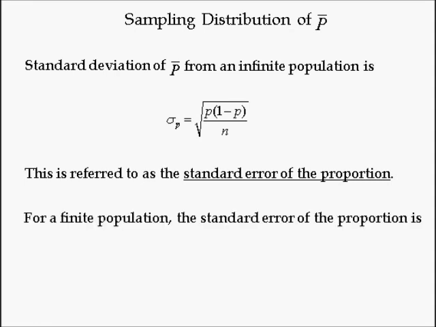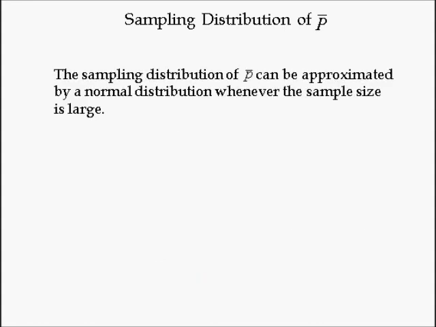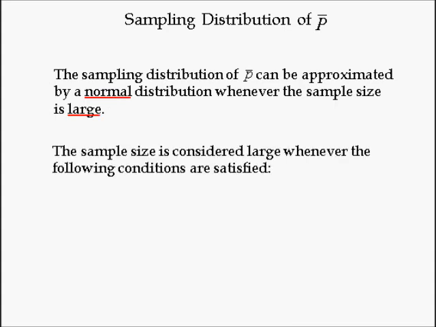For a finite population, the standard error of the proportion is the finite correction factor, the red expression, times the square root of p times 1 minus p divided by the square root of n. The sampling distribution of the proportion can be approximated by a normal distribution whenever the sample is large. The sample size is considered large whenever the following conditions are satisfied. The sample size times the population proportion is greater than or equal to 5, and the sample size times the difference between 1 and the population proportion is greater than 5.